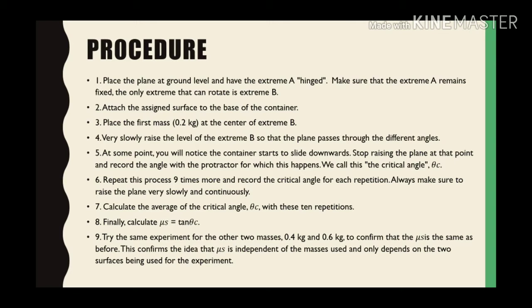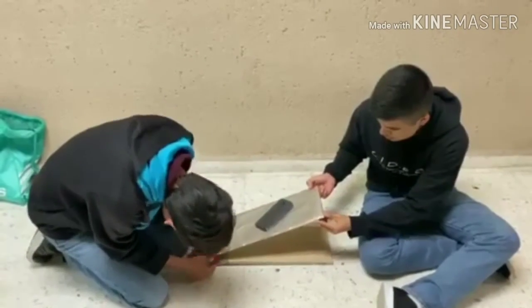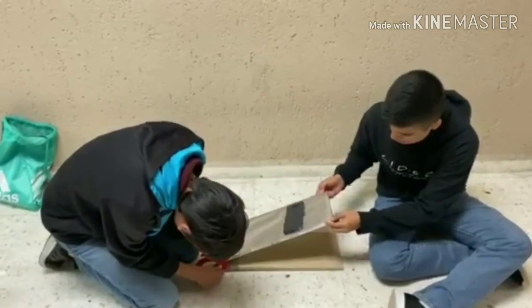Procedure: 1. Place the plane at ground level and the support A tangent. Make sure that support A remains fixed. The only support that can move is support B. 2. Attach the assigned surface to the base of the container. 3. Place the first mass, 0.2 kilograms, at the center of support B.